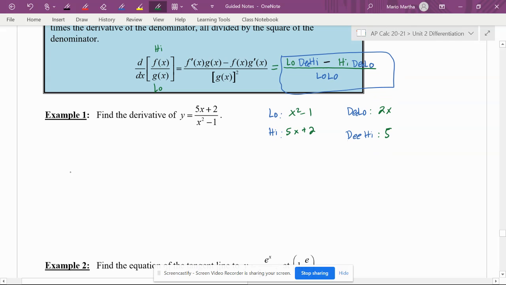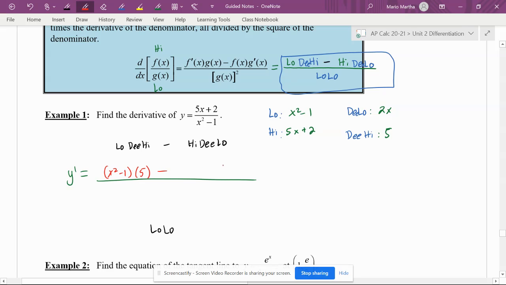And then again, we're going to set it up so y prime equals low d high minus high d low over the low. So low is x squared minus 1, d high is 5, and then minus high, which is 5x plus 2, times 2x, which is d low, over low, which is x squared minus 1 quantity squared.